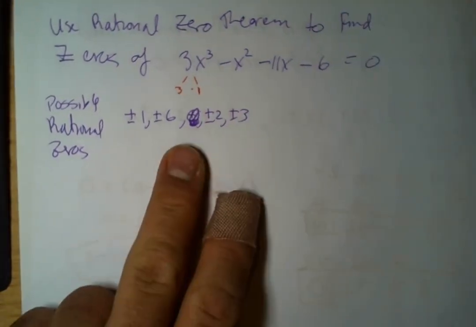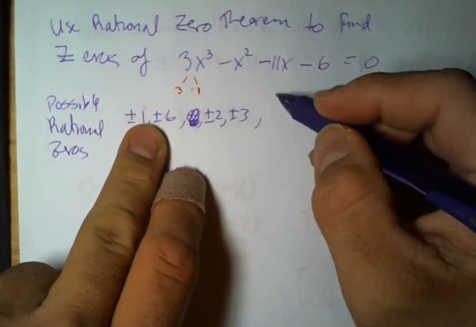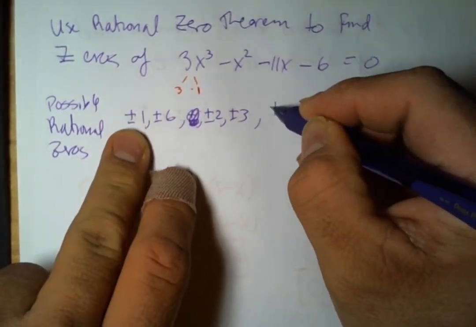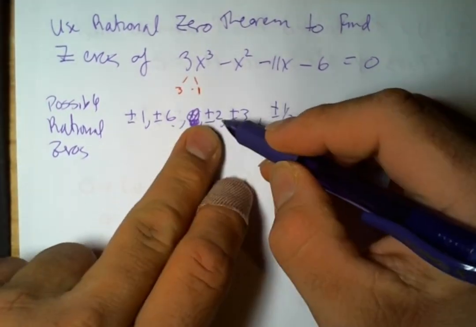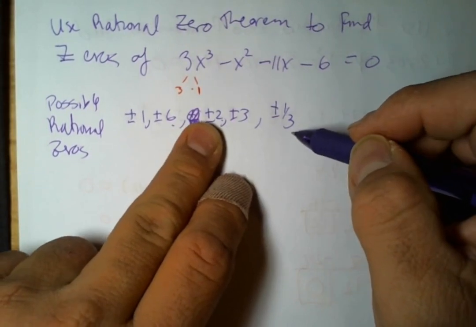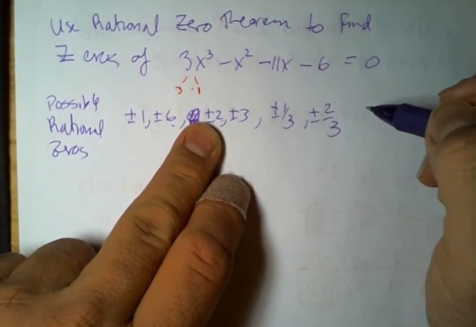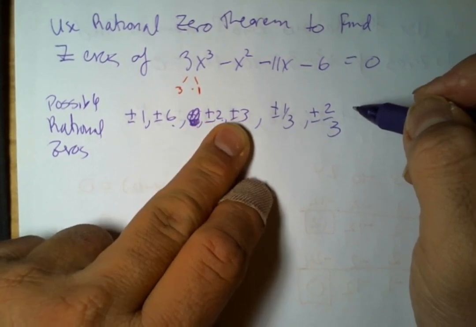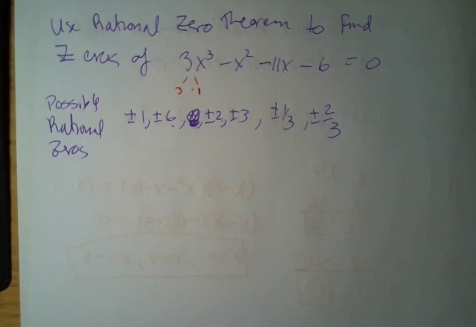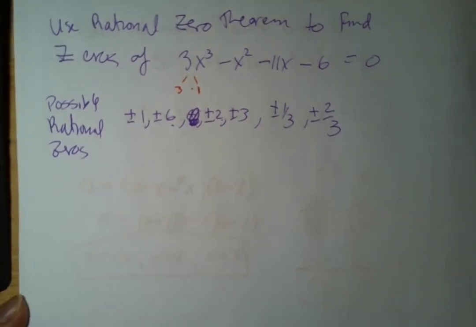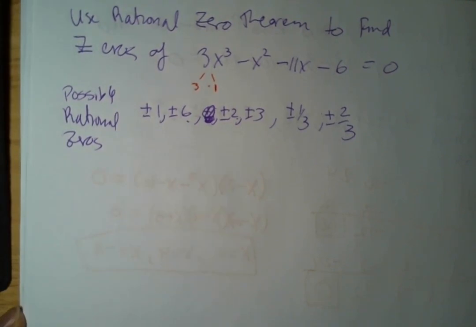Now we look at the ones that are divided by 3. Some of these show up double, right? 1/3, that's not in my first list. 6 over 3 is just 2, so that one's there. So 2 over 3. And then 3 over 3 is 1, which already shows up here. So we have 2 extra ones here, fractions.